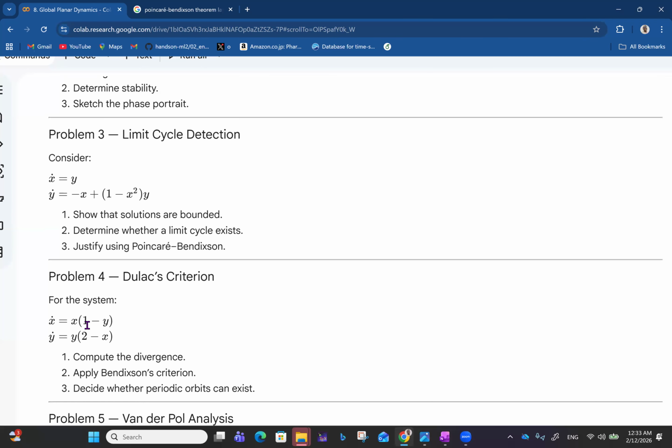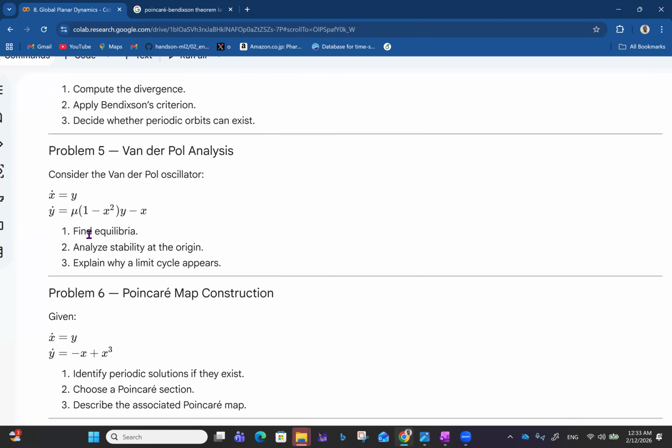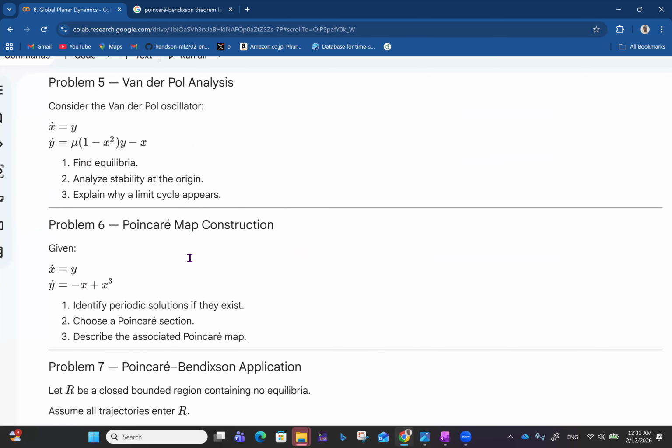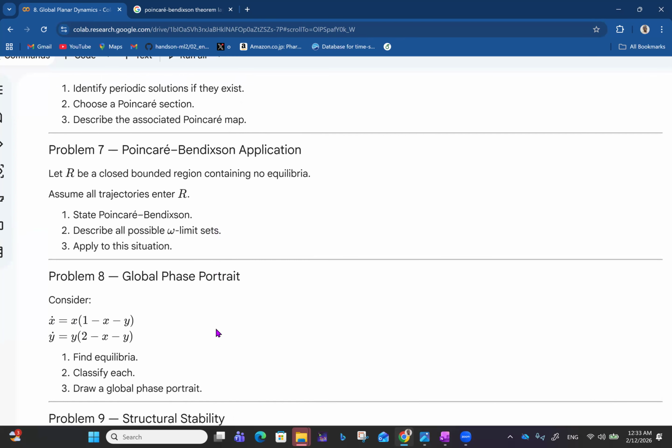Yeah, it's 3. So then 5 and 6, we have Van der Pol analysis. Consider the Van der Pol, find equilibrium. I mean, we've done this before. 6, Poincaré, same. Then 7, Poincaré-Bendixson application.